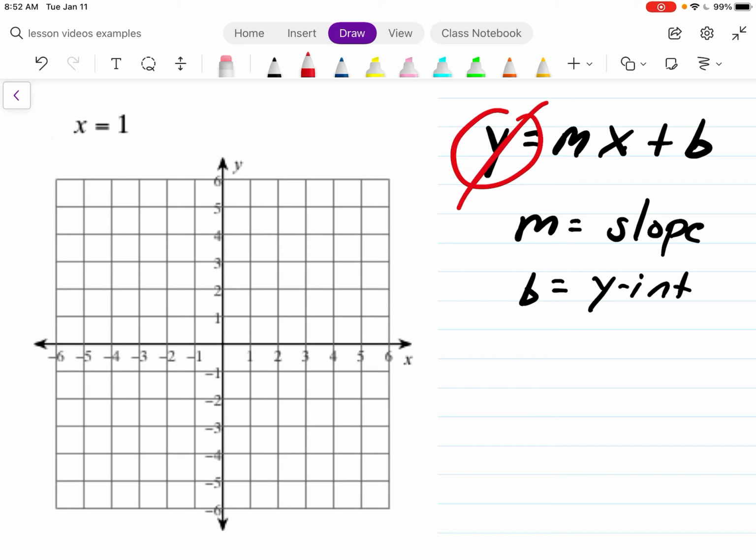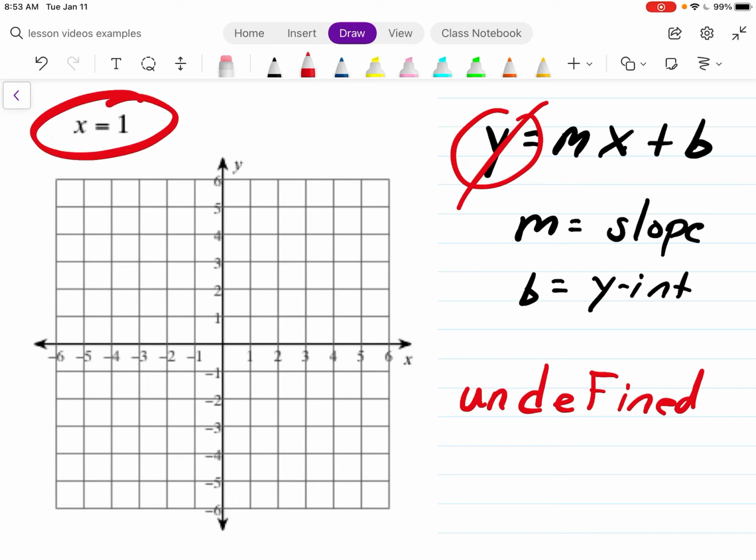This is an undefined line. So the slope of the line is undefined, so we have to draw a line that represents this right here, x equals 1. Whenever you get a problem that has x equals a number, that tells you that the x value will always be that number. In this case, x equals 1. That tells you the x value will always be 1 and it will never change. It does not matter what y is, because the x value will always be 1.